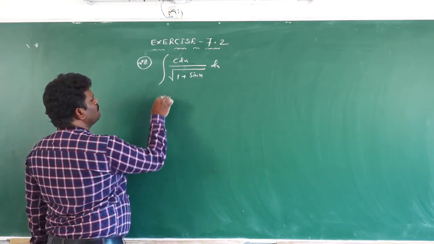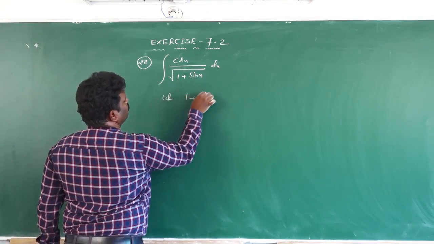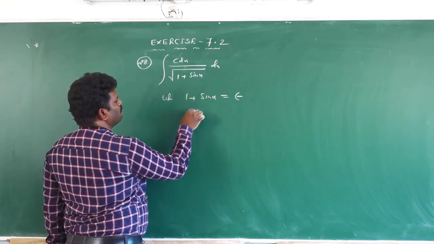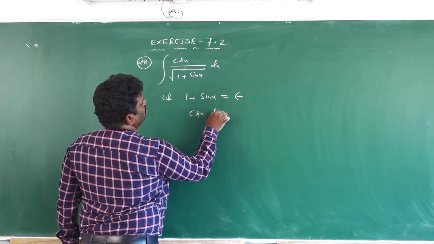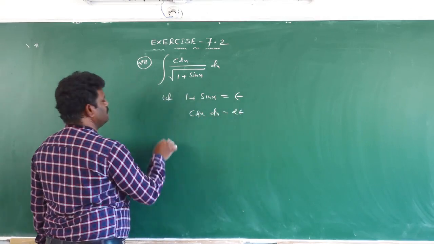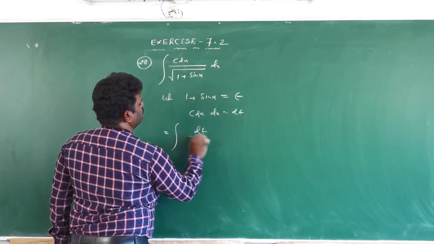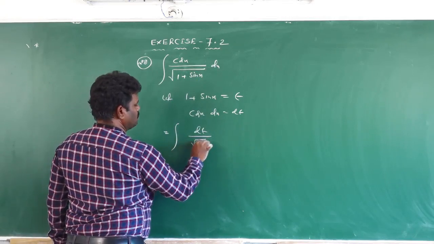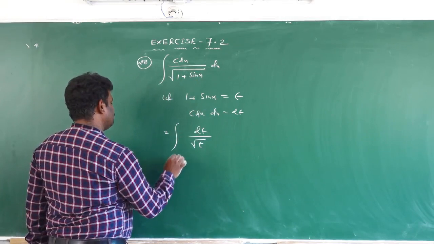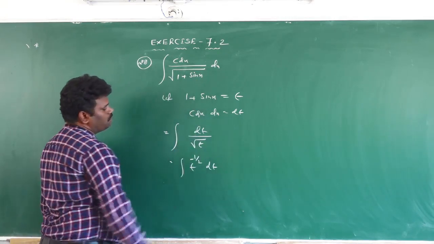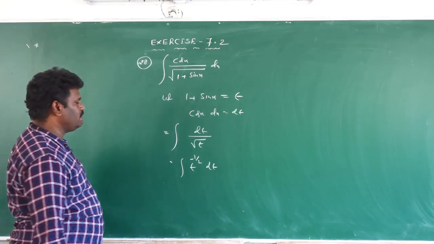Easy one. First we take the value 1 plus sin x is equal to t. Now what is the derivative of sin x? Cos x dx is equal to dt. Then the integral of cos x dx is equal to dt by root t. Then that is equal to integral t power minus 1 by 2 into dt. Then minus 1 by 2 plus 1.